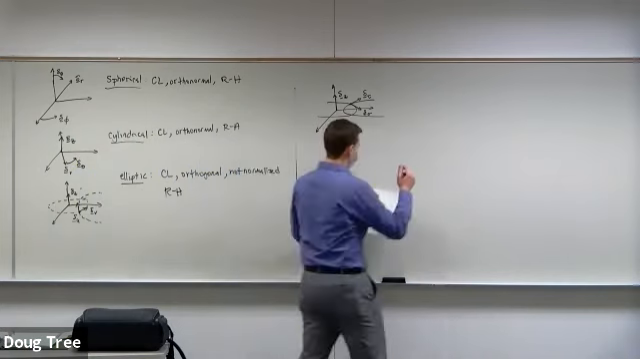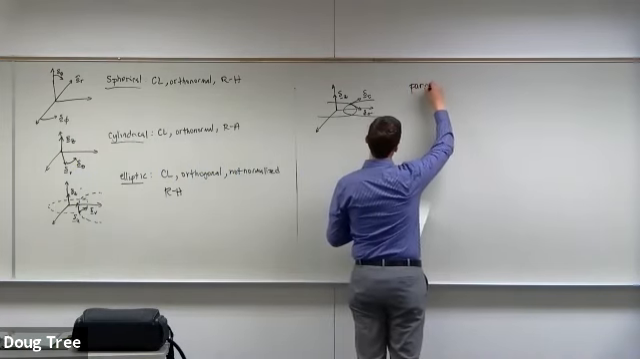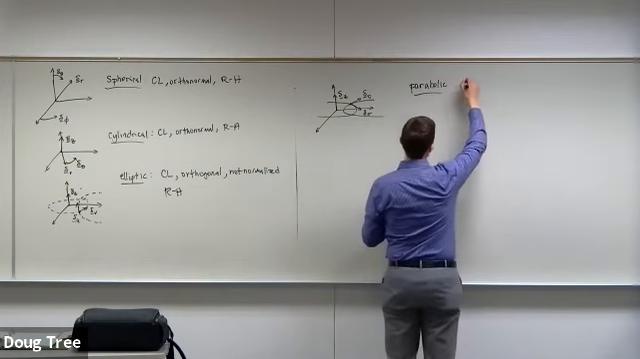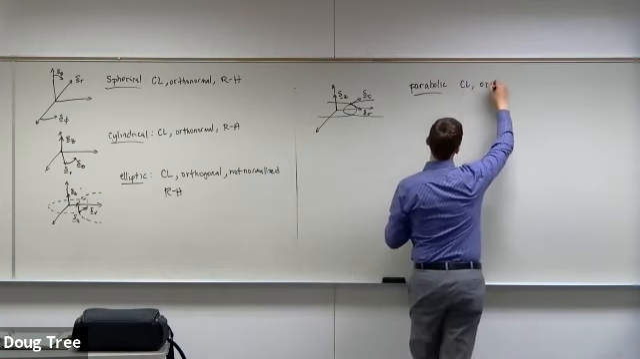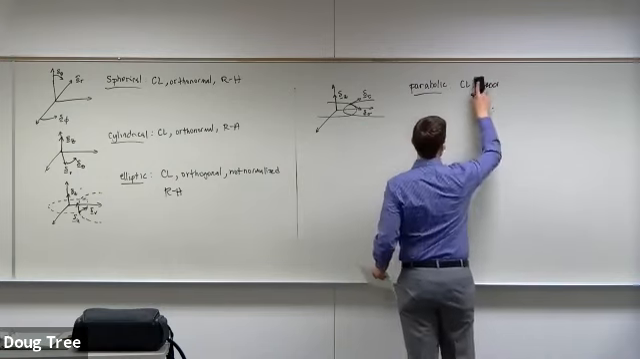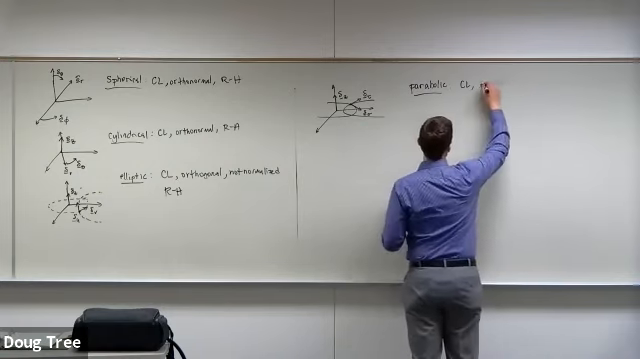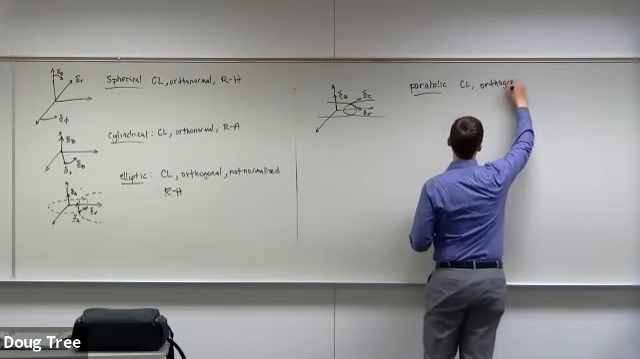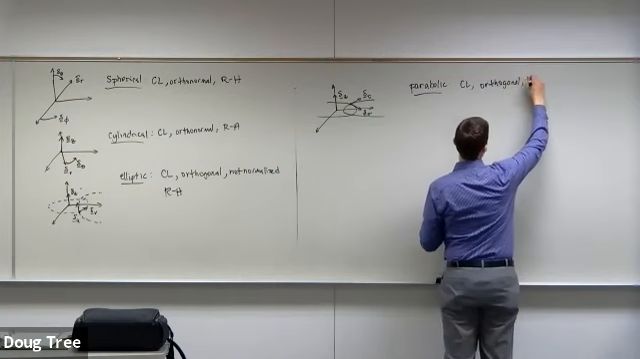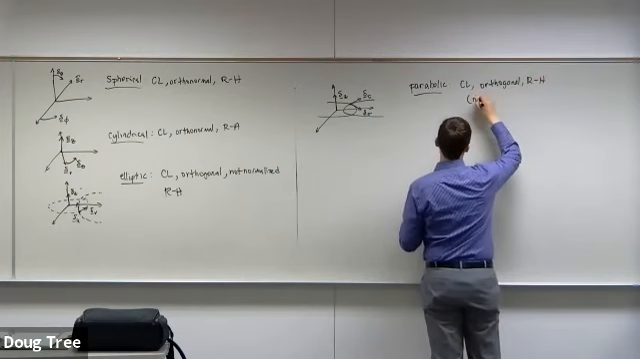So this is a parabolic coordinate system, and it is also curvilinear, orthogonal, and right-handed, but not normal.